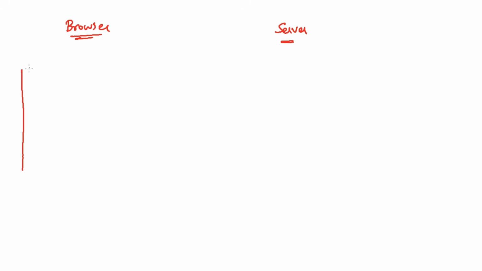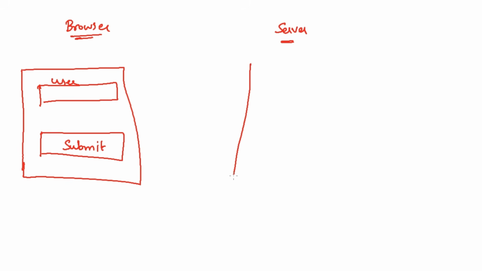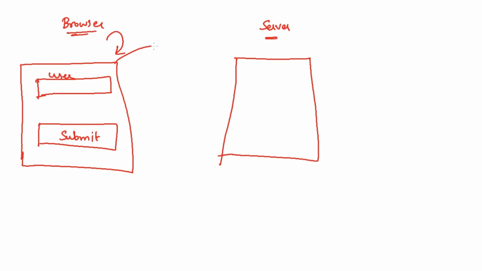In this browser, I am opening a web application. This web application has a text field called username, and here I have a button called submit. And consider this is a server. So whenever the user clicks on the submit button, previously the page used to be reloaded, and during this time the page will be sent to the server. Now the server will validate this form and it will return a new page with errors.